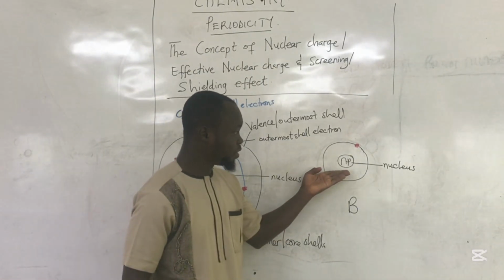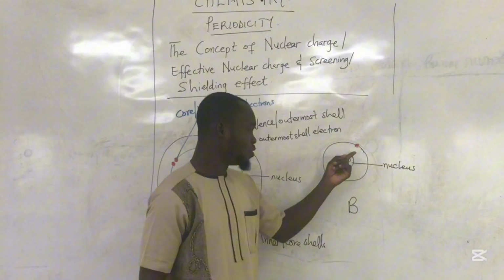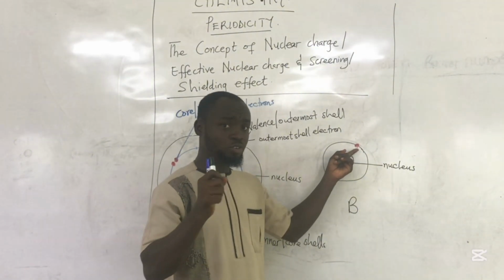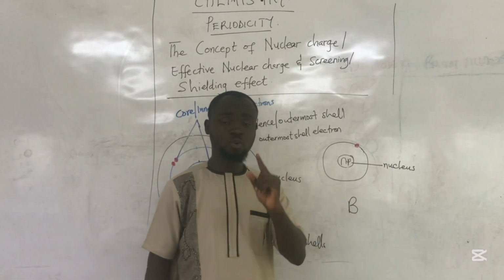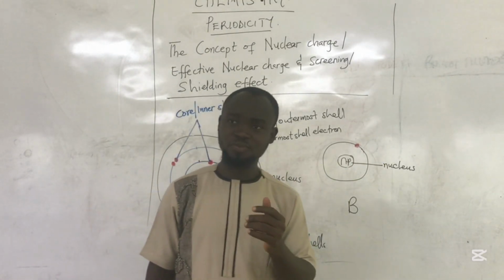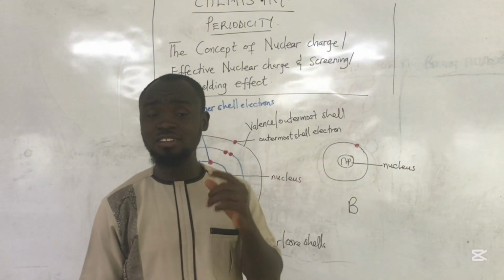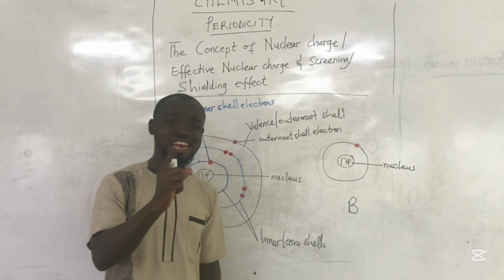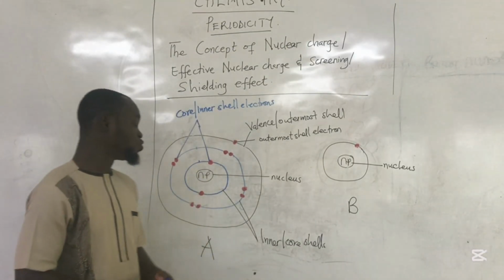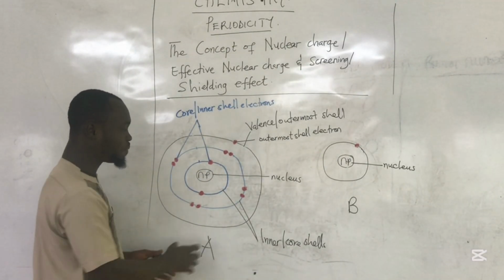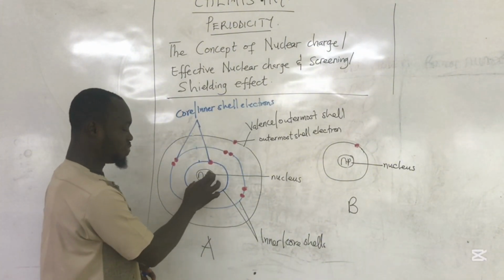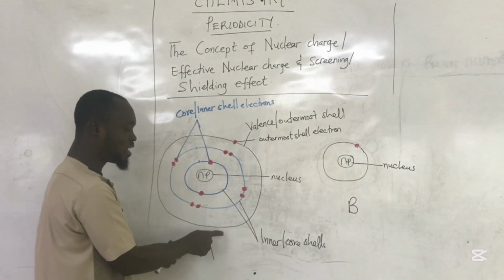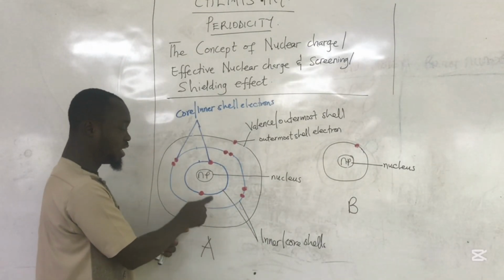So over here, we could see that the proton here will be attracting the electron here. That force of attraction that a proton exerts on this electron here is what we call the nuclear charge. The word effective nuclear charge comes into the picture once there are inner shell electrons. So when you take this diagram here in diagram A, we could see that we have the nucleus present, we have one shell, another shell, and then the last one, that is the valence or the outermost shell.